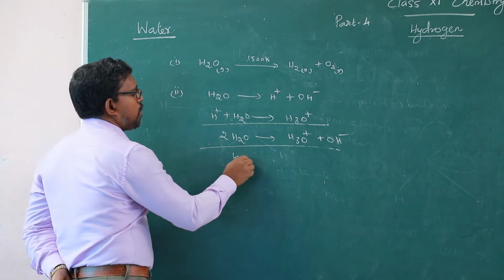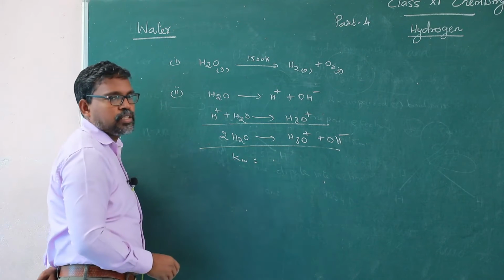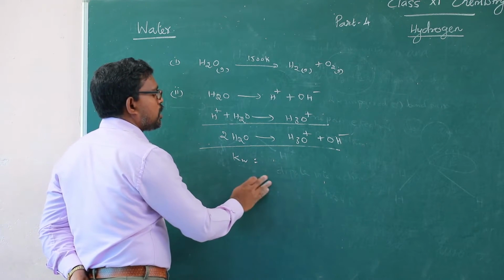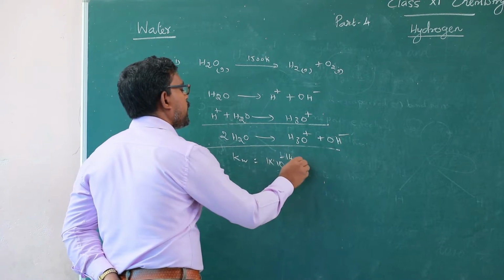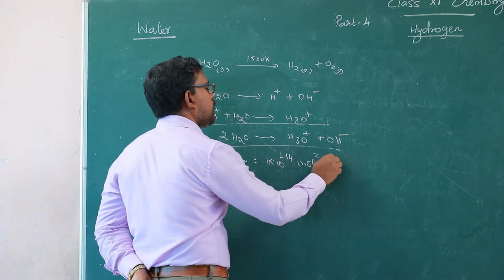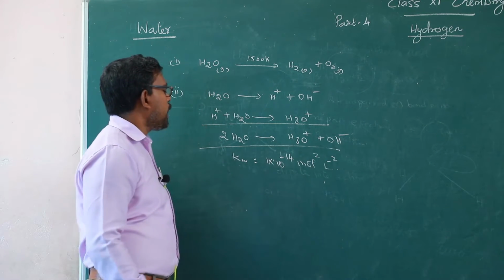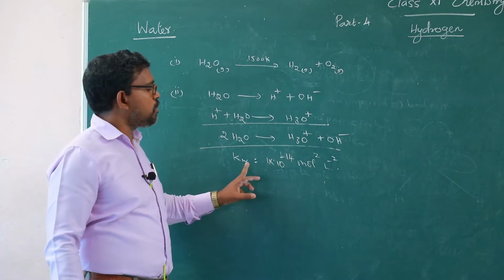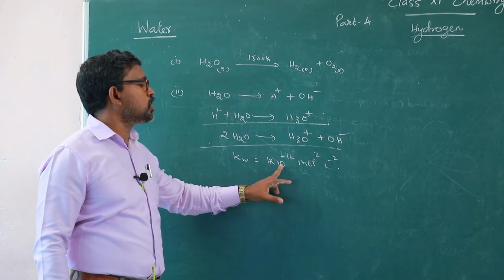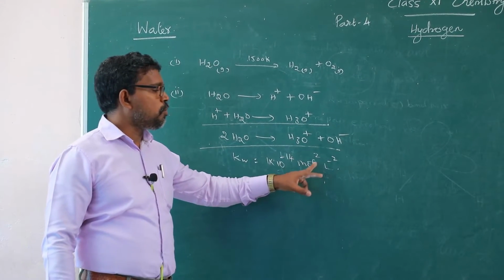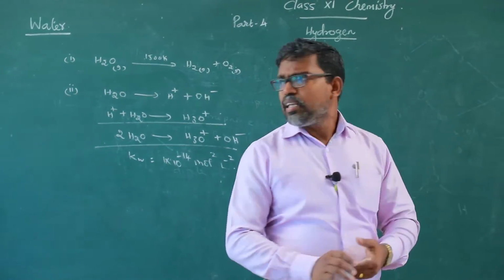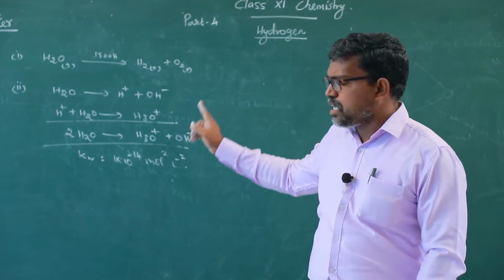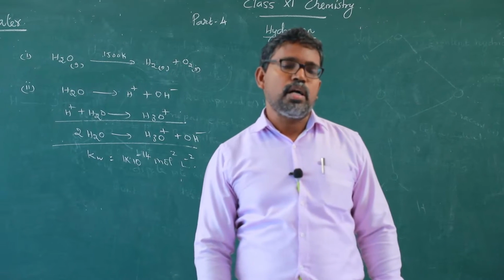The Kw of water, the ionic product of water at 25 degrees Celsius, is 1 into 10 to the power minus 14 mol square per liter square. This shows the stability as well as the amphoteric nature of water.